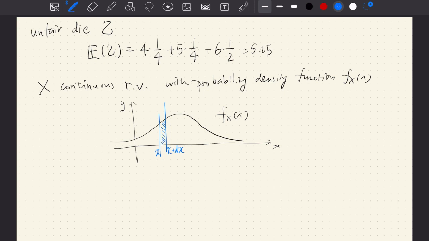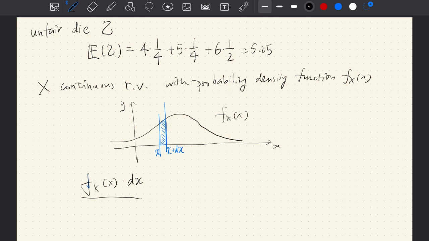For this very small strip, which is between x and x plus dx, the area under the curve here is f_X(x) times dx, right? We found this when we were trying to evaluate the area under the curve for any function. So the area of this blue strip can be approximated by this expression.